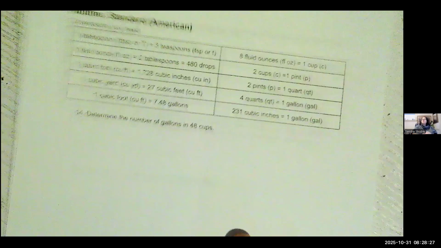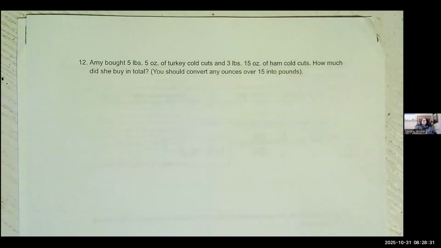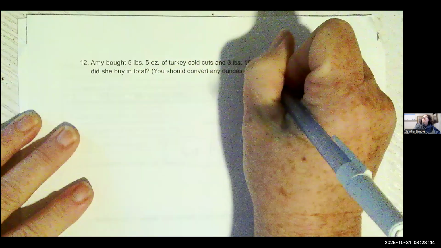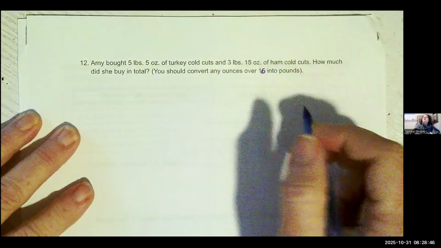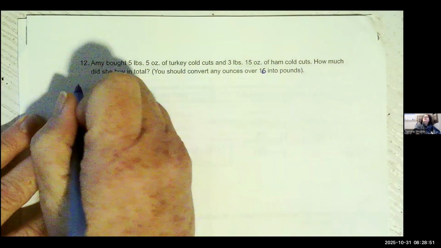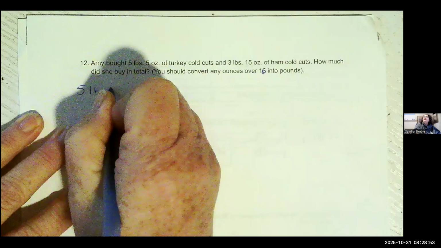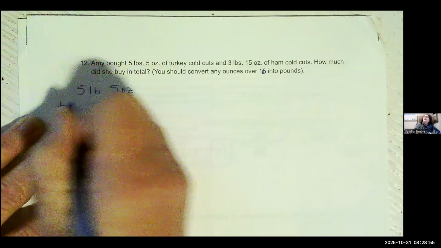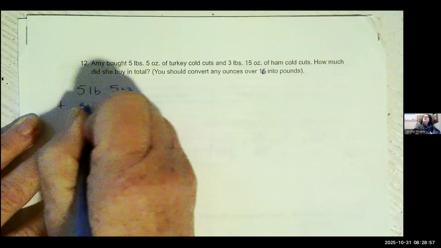All right, now for some word problems. Amy bought 5 pounds, 5 ounces of turkey cold cuts and 3 pounds, 15 ounces of ham cold cuts. How much did she buy in total? You should convert any ounces over 16 into pounds. Okay, so I'm just going to add these up. We've got 5 pounds, 5 ounces, plus 3 pounds, 15 ounces.